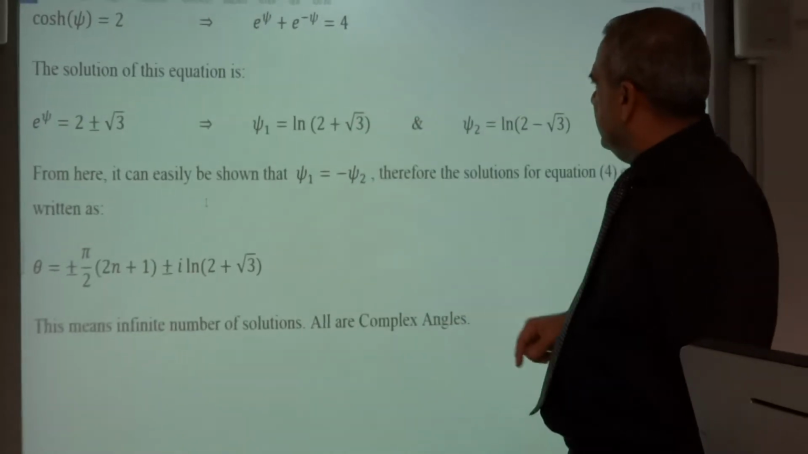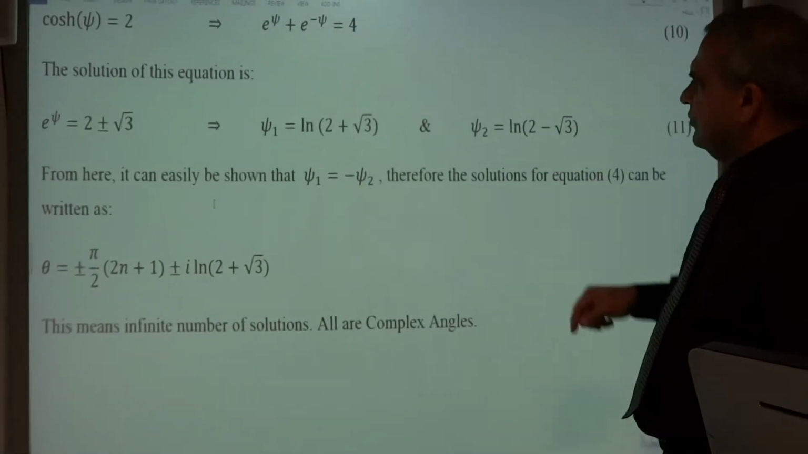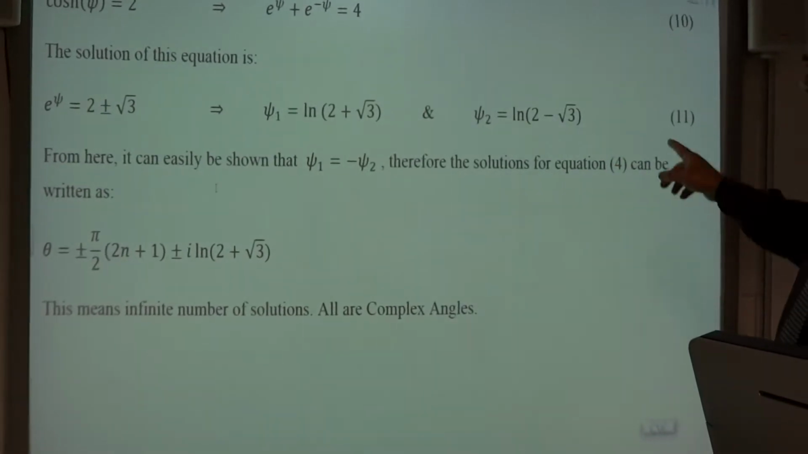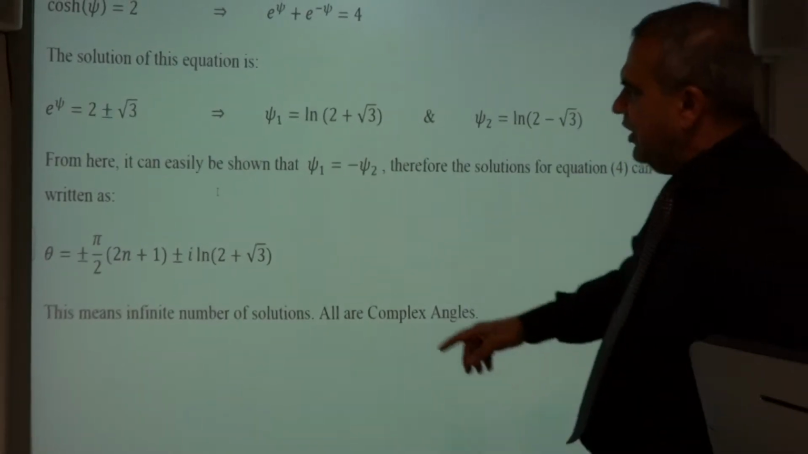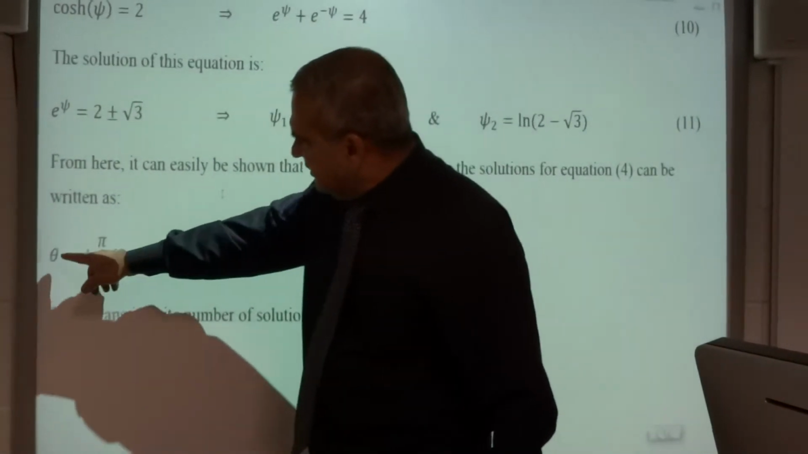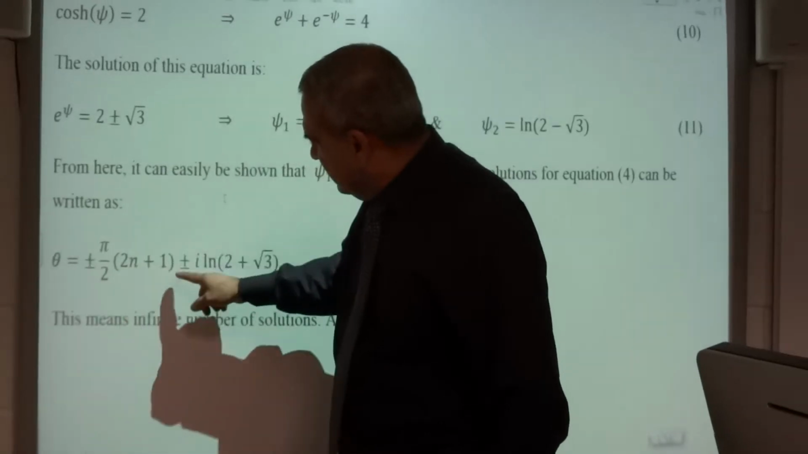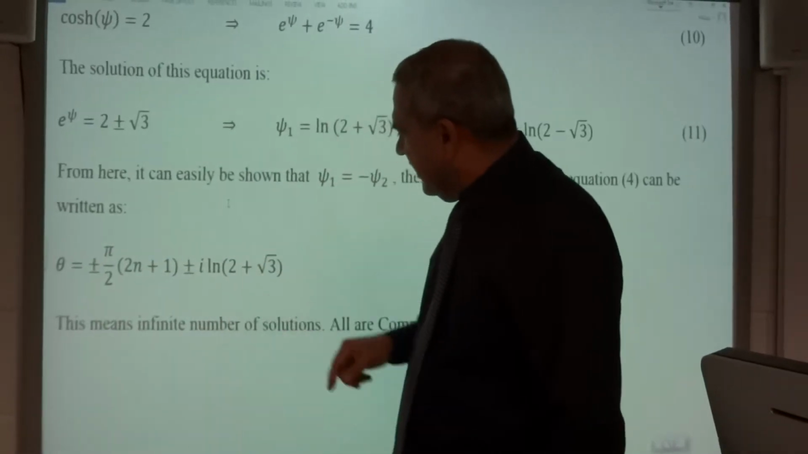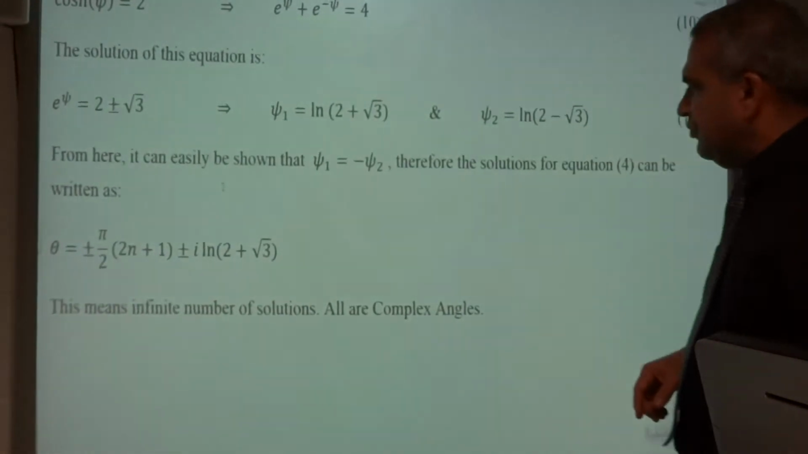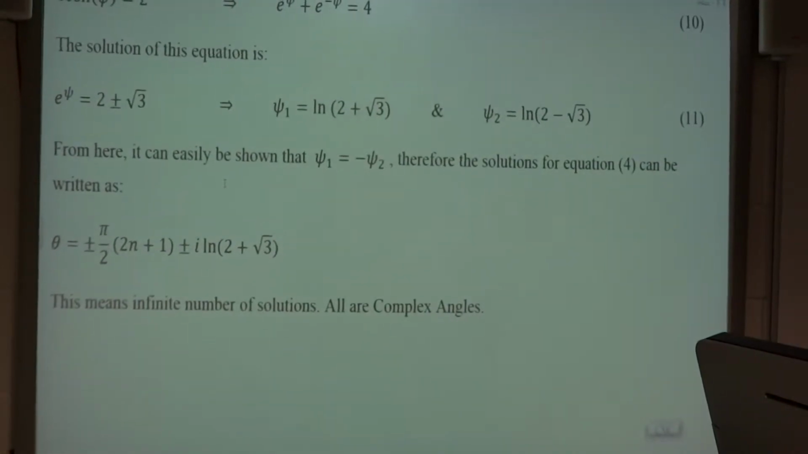This is equal to minus of that, from the definition of logarithm. Therefore, the solution of equation number 4 will be this. So your theta, the theta we were looking for, has this real part and this imaginary part. This means that there are infinite numbers of solutions, but all of them are complex numbers.